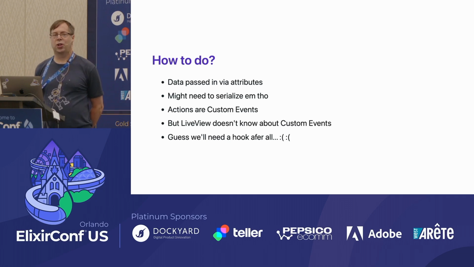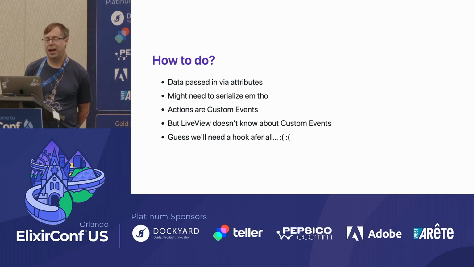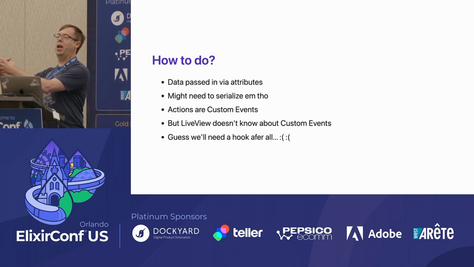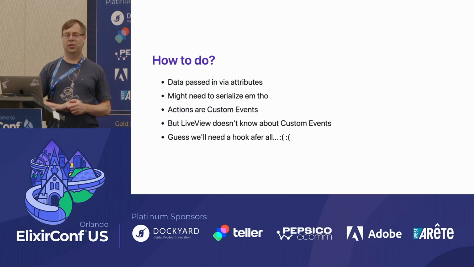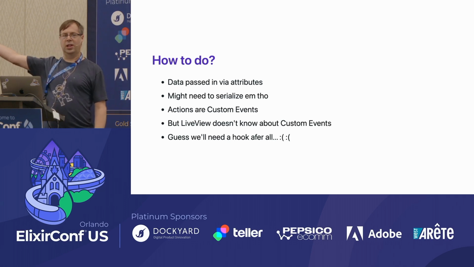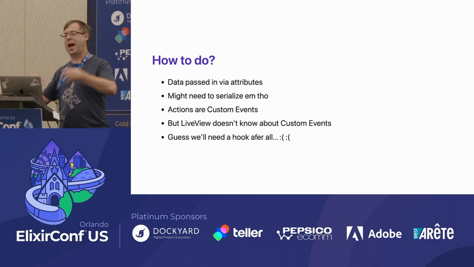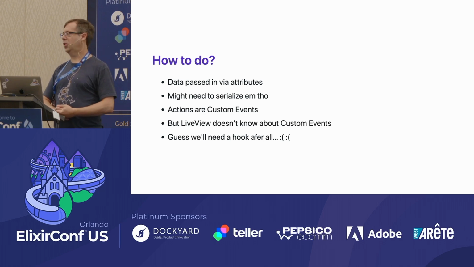How do we want to actually use custom HTML elements in a LiveView app? We want to pass our data in via attributes. But if we have complex data coming into our element, we might want to serialize it as JSON so that the Elixir data structure is understood in our JavaScript app. I mentioned earlier that we want actions to communicate out from our elements. Those are going to want to be custom events, which I'll demonstrate in a little bit.